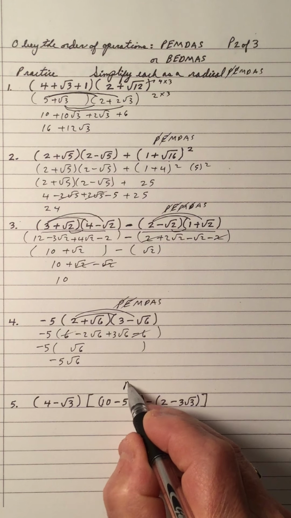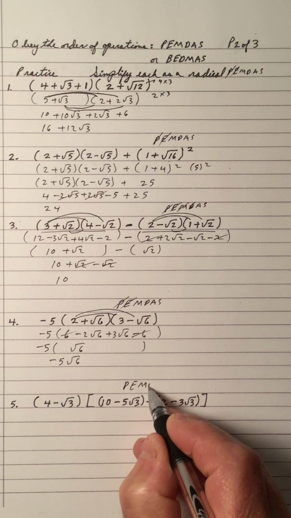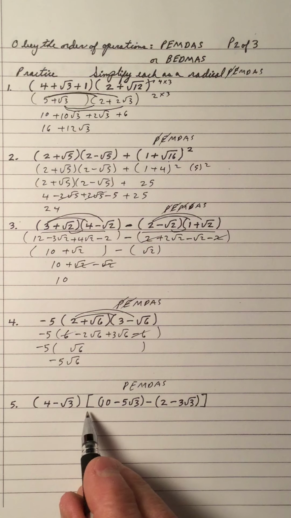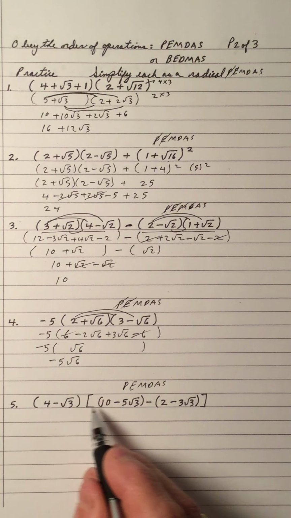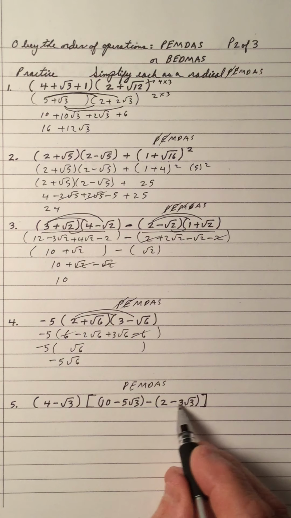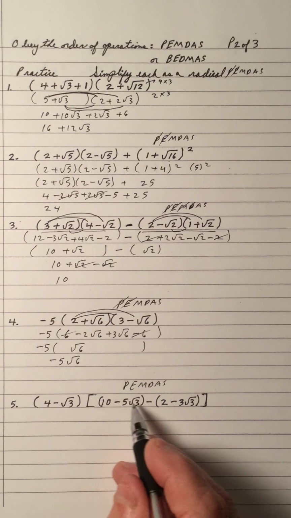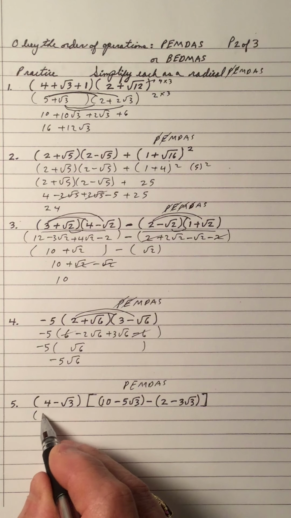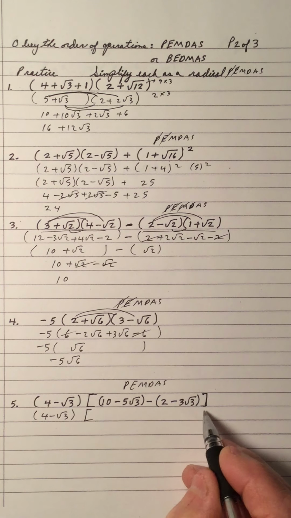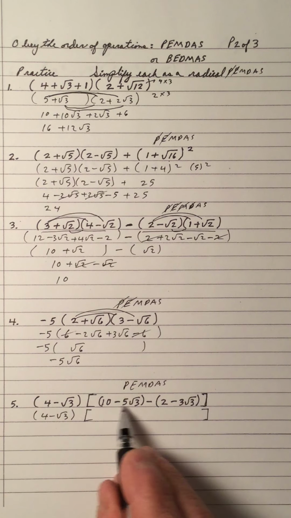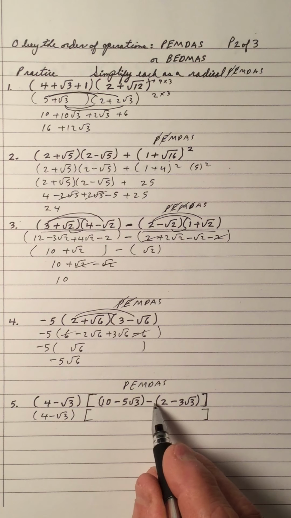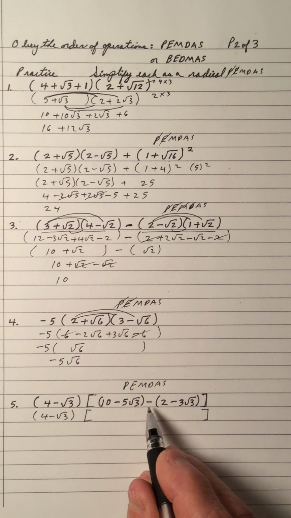And again, number 5, PEMDAS. Now, I have brackets here, a big square bracket, and smaller brackets. You can't do anything in here, so let's write this binomial down. Inside the square brackets, I have another set of brackets, but I'm going to simplify the inside of this first, because you've got to do brackets inside of brackets.